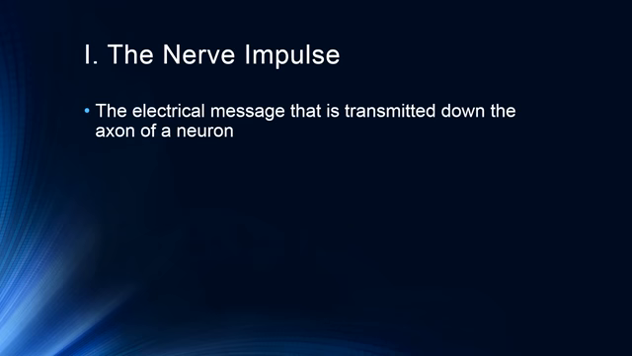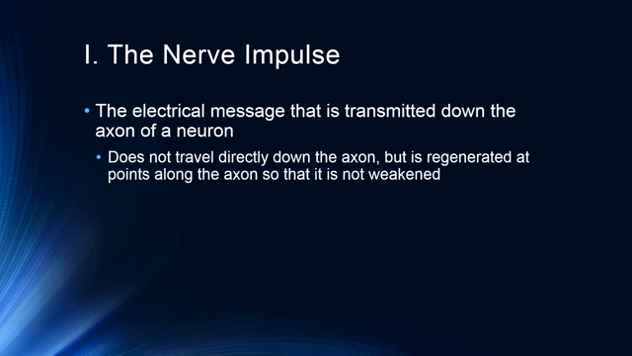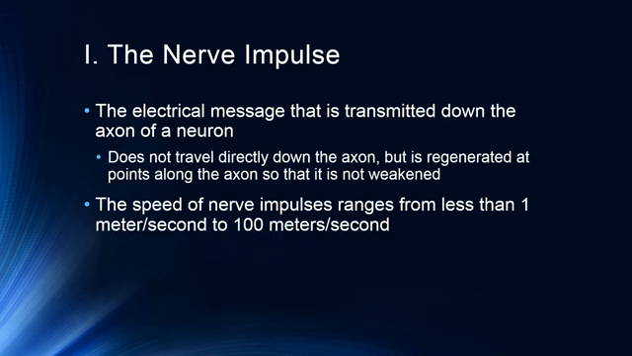The action potential is a nerve impulse, so it's the electrical message that is transmitted down the axon of a neuron. It does not travel directly down the axon, but it is actually regenerated at points along the axon so that it is not weakened. So when an action potential is generated, it has the same force and potential at the end of the axon as it does at the beginning. So there is no degradation as you would get, say, if you were pushing electricity down a wire.